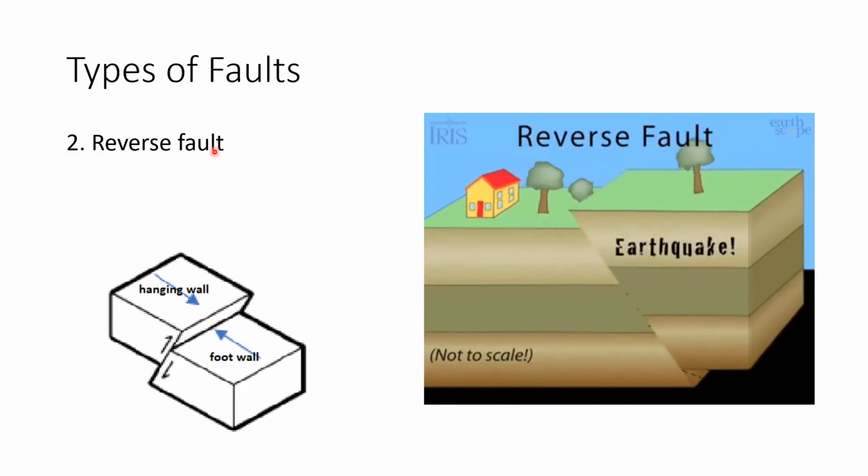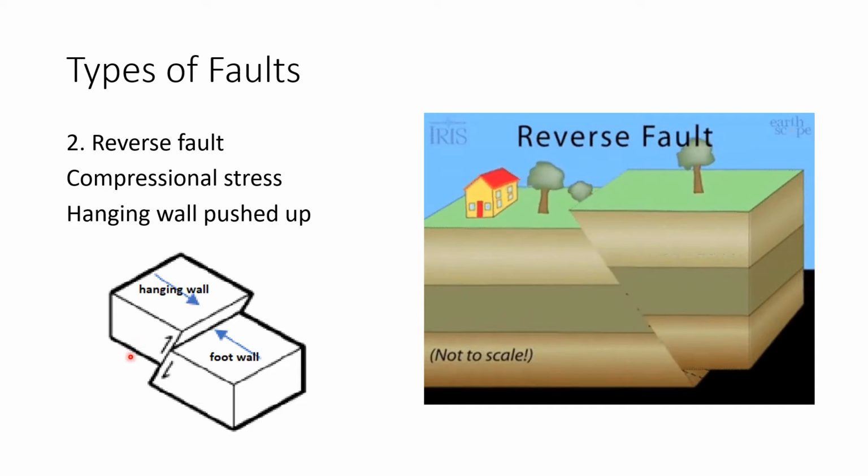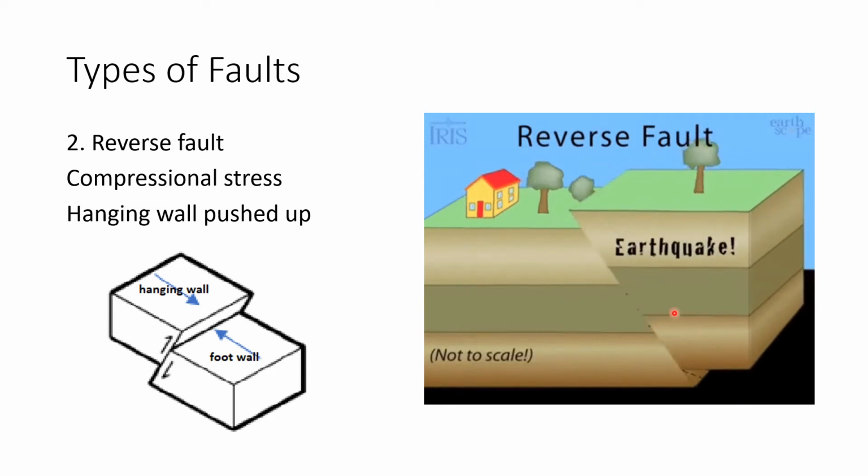So the second kind of fault is a reverse fault, and this is pretty much the opposite of a normal fault. So this is compressional stress, when you've got your two fault blocks being squeezed together, being compressed together. This time the hanging wall gets pushed upwards, so you can watch in the animation here, our hanging wall gets pushed upwards, and that's what releases the energy that creates the earthquake.